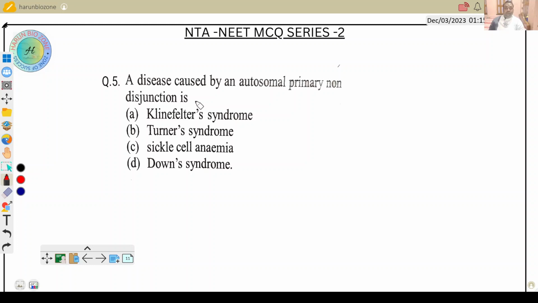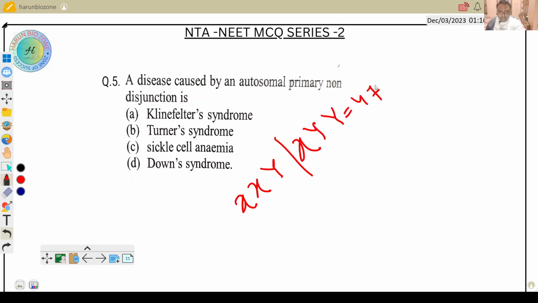That is called non-disjunction. So here let me explain Klinefelter syndrome. What is the cause of Klinefelter syndrome? Klinefelter syndrome means an extra X chromosome is present in the human body, especially in males, where the chromosome pattern becomes XXY or XXYY. So the chromosome number becomes 47. This is called Klinefelter syndrome. Others look like male but behave like female.